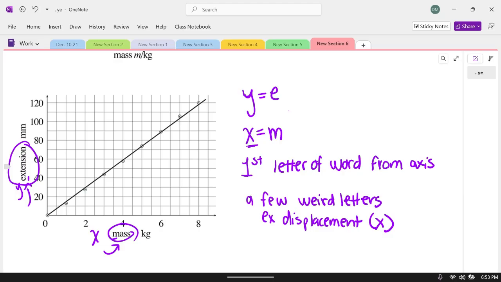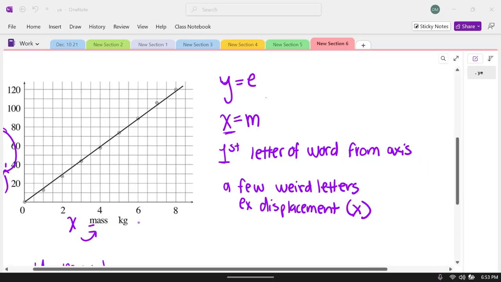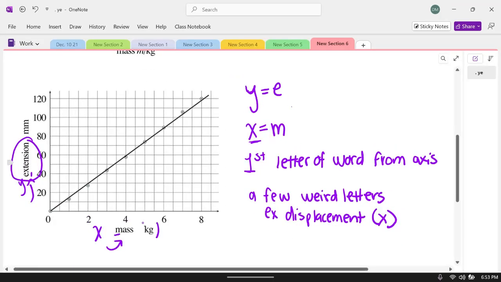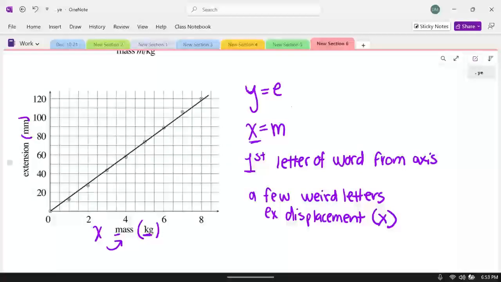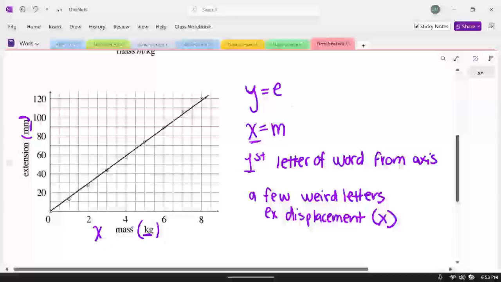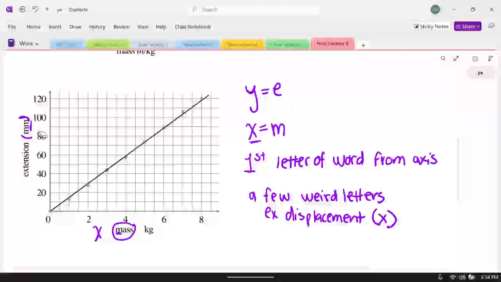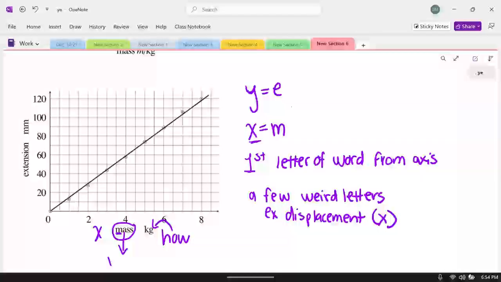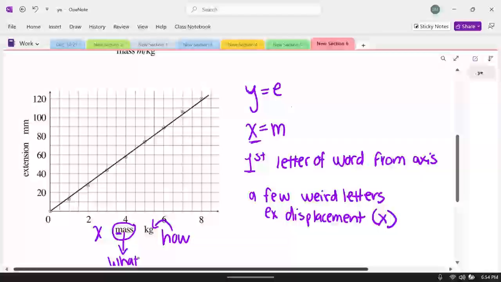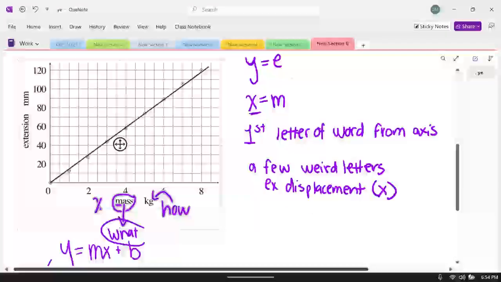The other trick to it is that typically when you're looking at a graph, the units are going to be in parentheses. And oftentimes I find students using the letters from those parentheses, and that would be incorrect. We want a word from the x-axis and a letter for that word, not the units. Because the units were how it's measured. The mass, the word, is what was measured. Our equation should have the what.